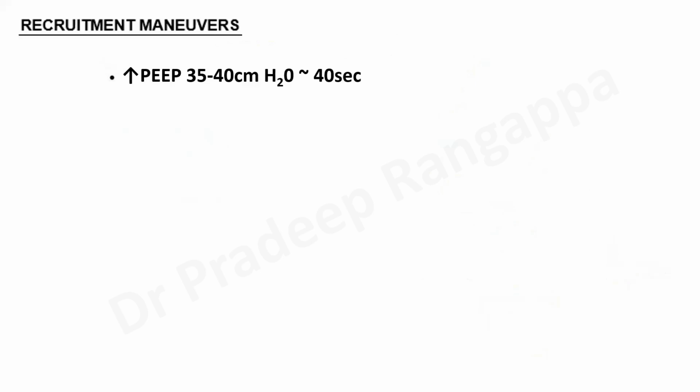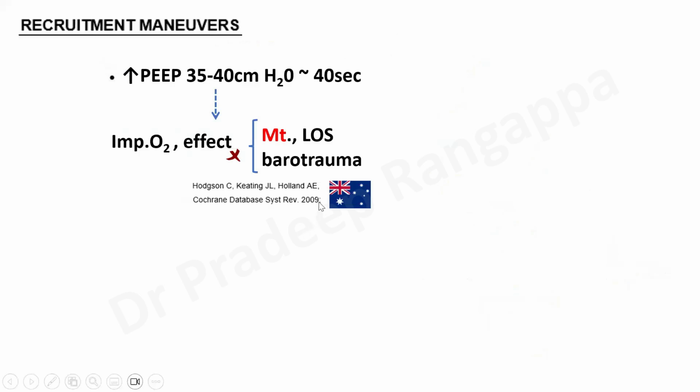So quickly I'll talk a little on recruitment maneuvers. Obviously, when you have done low tidal volume ventilation, optimized the PEEP, proned effectively, and used neuromuscular blockers, and still the patient is hypoxemic, then as a salvage measure recruitment maneuvers are done, where you increase the PEEP to 35 to 40 centimeters of water for around 40 seconds. There is again a meta-analysis published by an Australian group, which showed that recruitment maneuvers improve oxygenation, but did not have an effect on mortality, length of stay, or barotrauma.